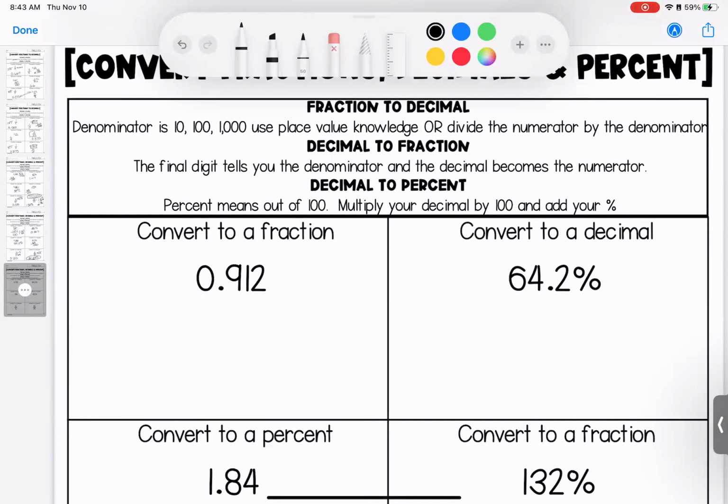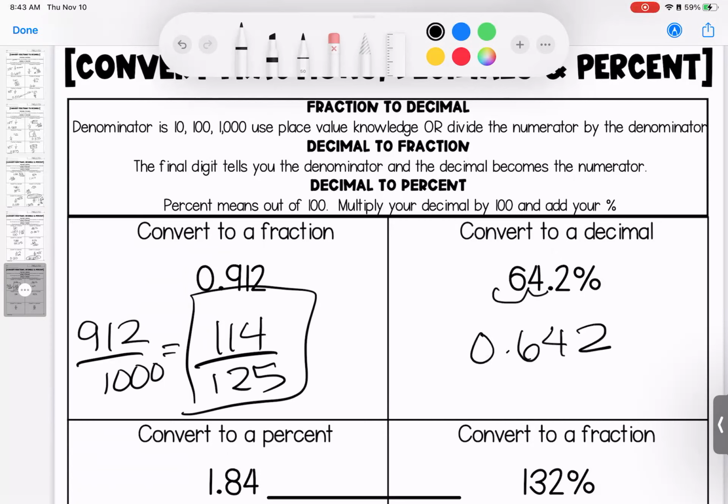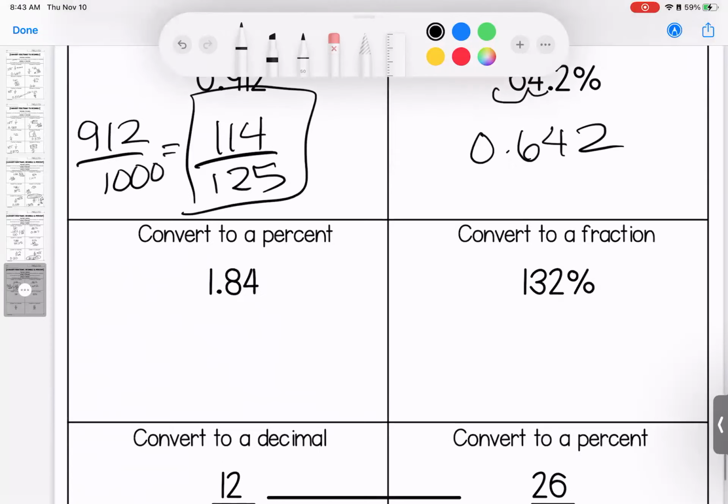This one was not easy. Okay. If you did it as a fraction, you got 912 over 1,000. You could simplify to 114 over 125. If you didn't simplify this, I get that. That was not a pretty one. Converting it to a decimal, divide by 100. 642 thousandths. Convert to a percent, times by 100.